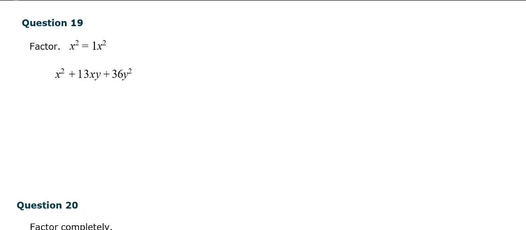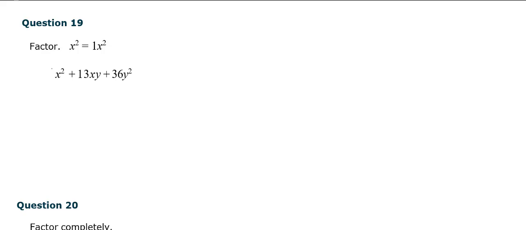We're asked to factor x squared plus 13xy plus 36y squared. So again, the first step in all factoring problems is to see if anything divides into all three. But in this case, again, the greatest common factor is only 1. So I go to my AC method.